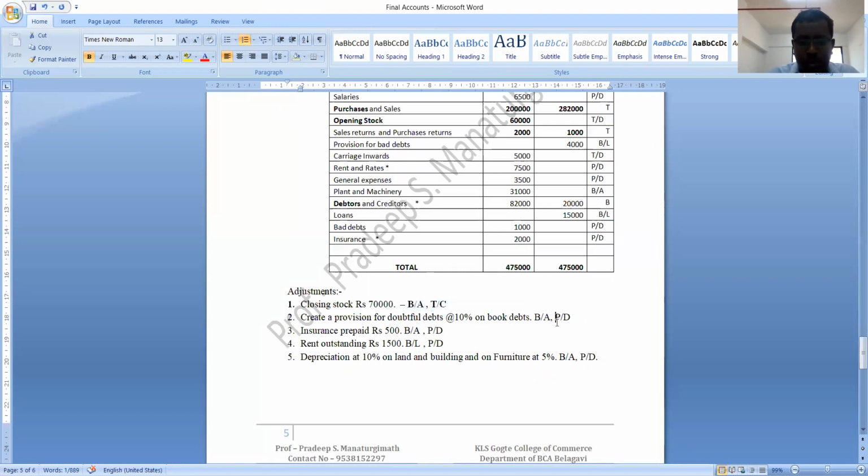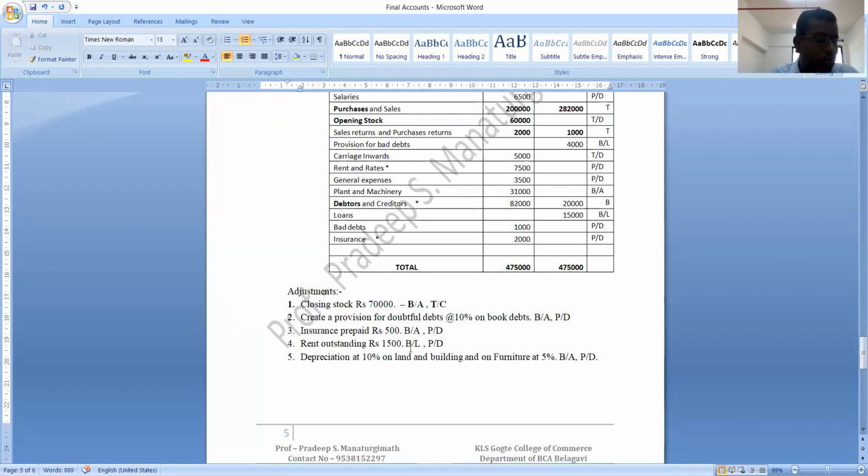Okay. Then create provision for doubtful debts at 10% on book debts. Always, provision for doubtful debt or reserve for doubtful debt, PDD or RDD, must be made on debtors. Debtors appear on the asset side of the balance sheet. So one time it appears in the balance sheet on the asset side, another time it appears in the profit and loss account, debit side.